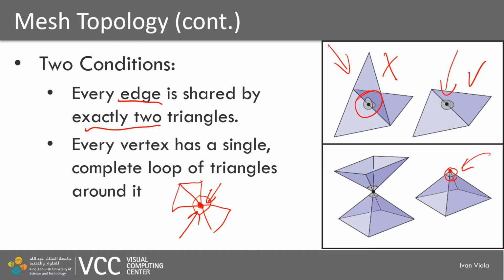This is not the case on the left image, because here there are two pyramids connected, and the neighborhood around the vertex is not a single complete loop of triangles, but actually two loops. So this will not be a structure which would be a two-manifold.